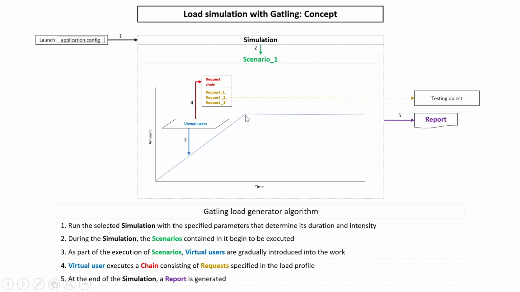And then there will be a period in which, depending on the selected model, users will be injected into work with a constant rate, maintaining a certain level of load, so it will be if we choose an open model. Or the injection of new users will be stopped, and already injected users will continue their work, so it will be if a closed model was selected.